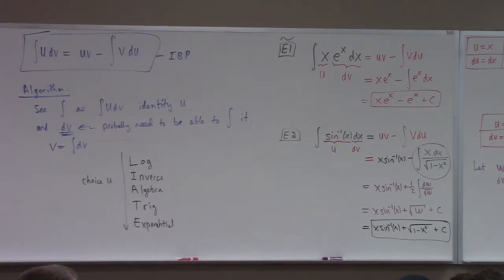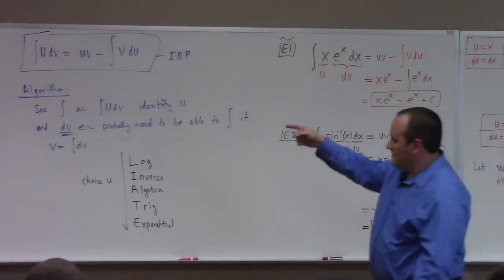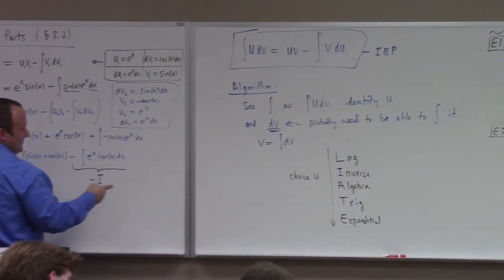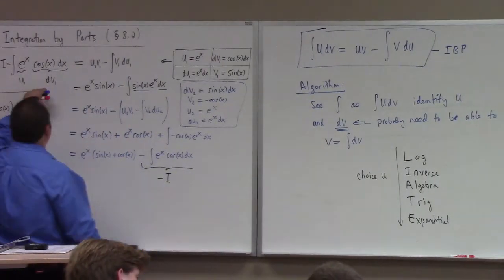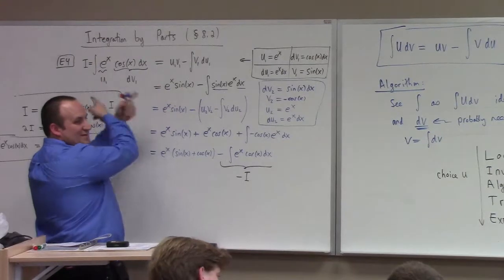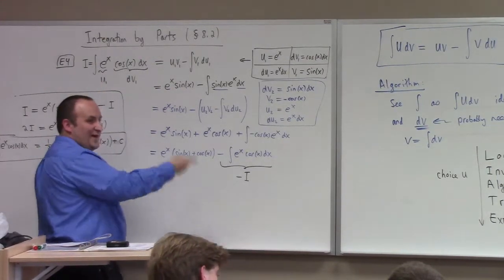Here's the first kink in the armor of LIATE that I've shown you. Did this one work? What did I do? I picked u as the exponential. But it is true, if you pick cosine for u, you could flip and still loop back. Yeah, it's true.